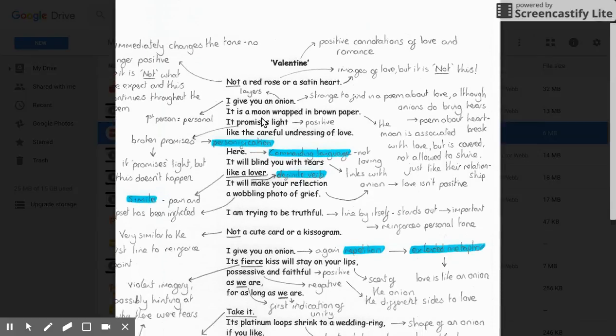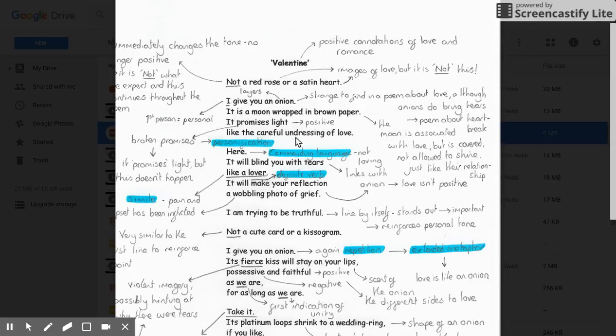An onion, particularly a white onion, might look the shape, the appearance of the moon. The moon is associated with love, it's a symbol of love. Here it's wrapped though in brown paper. Again, brown hints towards darkness. Again, it's wrapped up, it's covered. The love here isn't allowed to shine, isn't allowed to develop as it naturally would. What is it? That's the onion. Well, an onion can't promise anything. Love can't promise anything to it. It's personified here. It promises light. Now, light is a positive thing, but the words it promises light almost hint that it promised that, but it never fulfilled that.